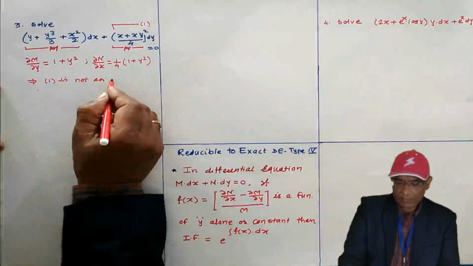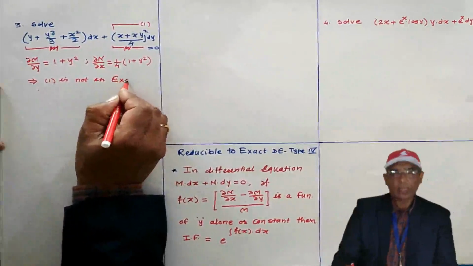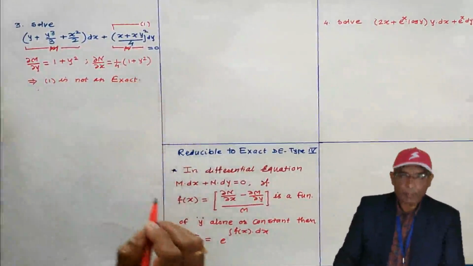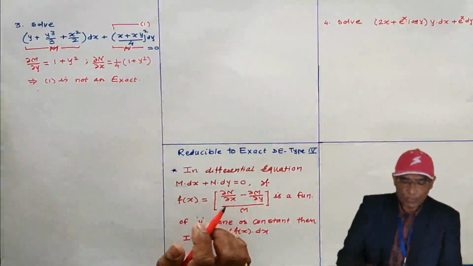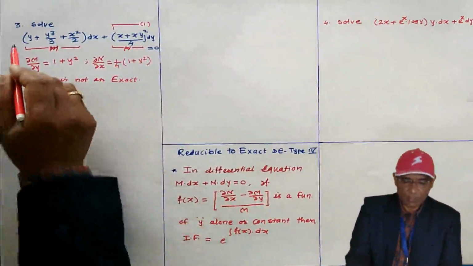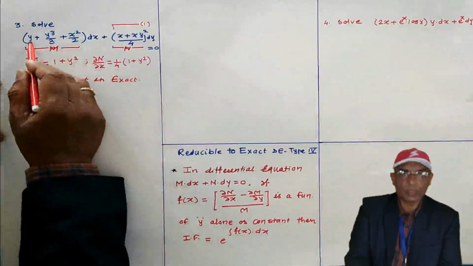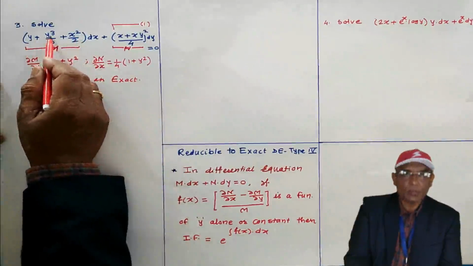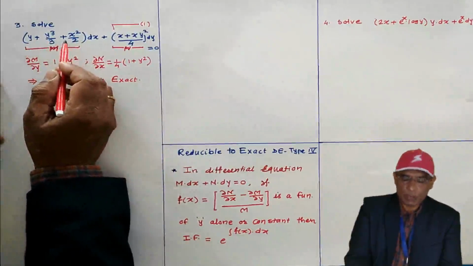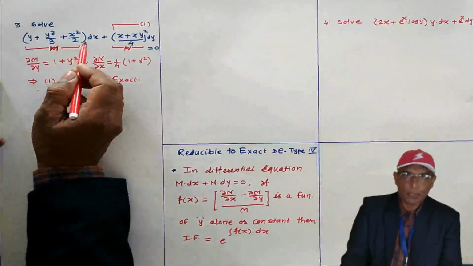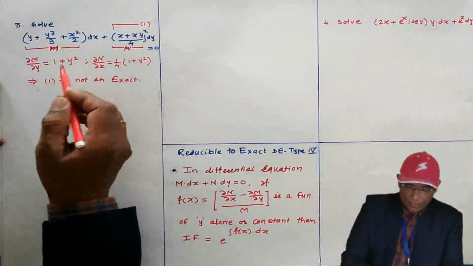If it is not an exact differential equation, use an integrating factor formula. The formula 1 by (Mx plus Ny) you cannot use because the degree of each and every term is not the same. The degree of this term is 1, the degree of this term is 3. This equation is not of the type f1(xy) y dx plus f2(xy) x dy, so 1 by (Mx minus Ny) we cannot use.